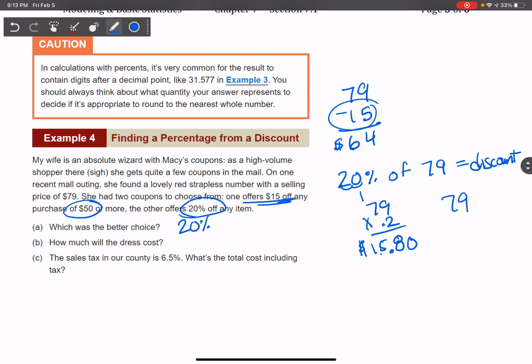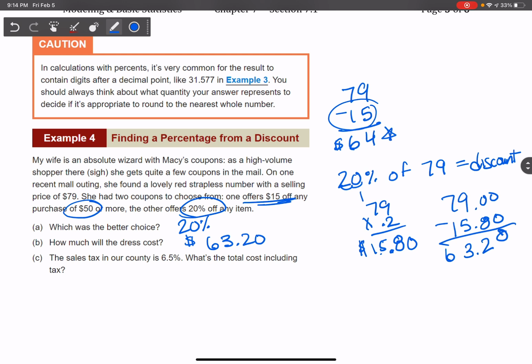How much will the dress cost with that coupon? Well, we just take the $79 and subtract the $15.80. You guys have your calculators. You can do it in your calculators. And we get $63.20. That's how much the dress will cost with the 20% off coupon in comparison to the $64.